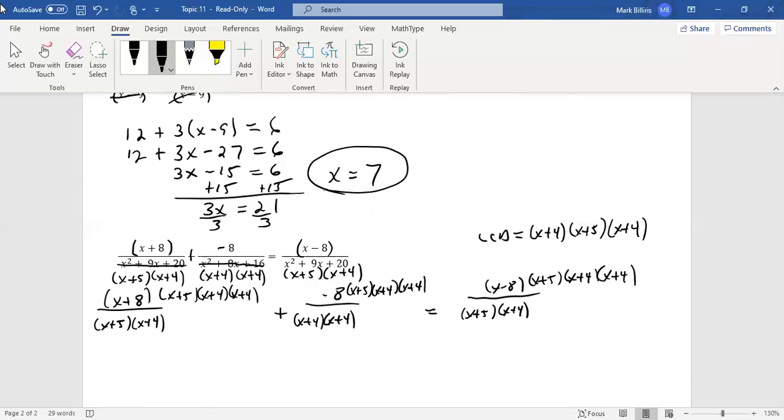Now you're going to reduce. So for the first, the x plus 5s reduce, and one of the x plus 4s reduce, and that leaves you with x plus 8 times x plus 4. For the second, the x plus 4s reduce, and that leaves us plus negative 8 times x plus 5. That's going to equal, now on the right-hand side of the equal sign, the x plus 5s reduce, and one of the x plus 4s reduce, and that would leave us x minus 8 times x plus 4.